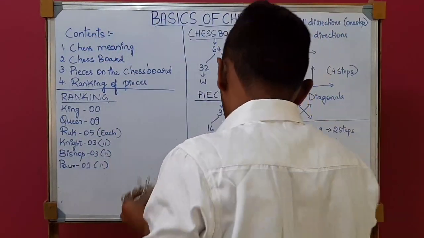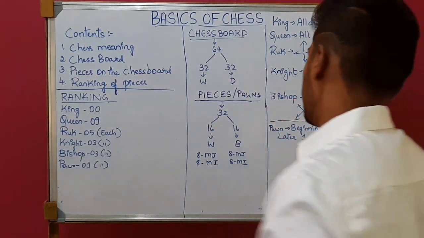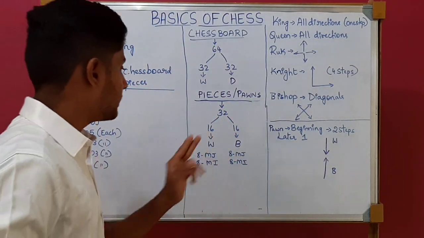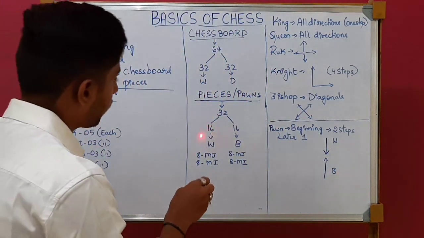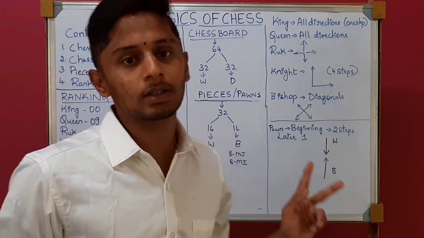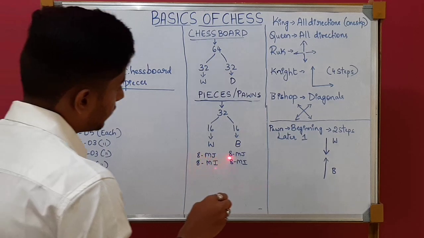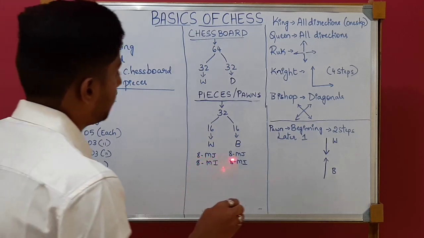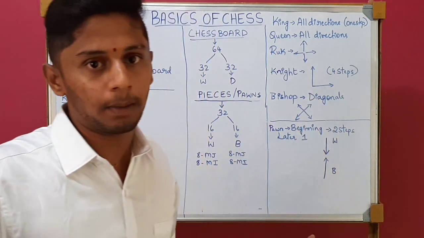Let's move on to another topic, which is the pieces on the chessboard. There are totally 32 pieces on the chessboard. These 32 pieces are again divided into two equal halves: 16 white pieces and 16 black pieces. Those 16 pieces are divided into two groups: 8 pieces known as major pieces, and the remaining 8 pieces known as minor pieces. Let's take a look at the major pieces and minor pieces.